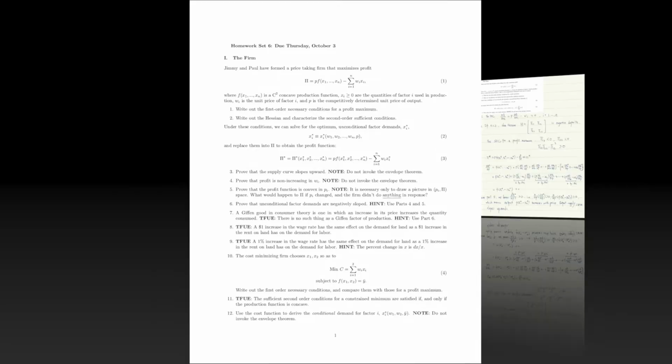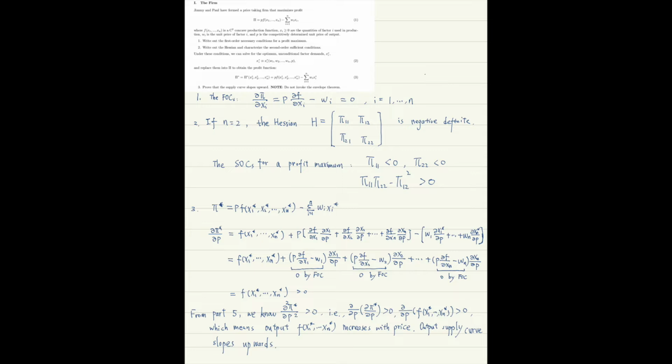The first question is the firm's unconstrained profit maximization problem, while the second part is the constrained cost minimization problem. The first order condition of the profit maximum is that the first derivative of the profit with respect to input is equal to 0. The second order condition of the profit maximum is that the Hessian matrix of the profit function is negative definite.